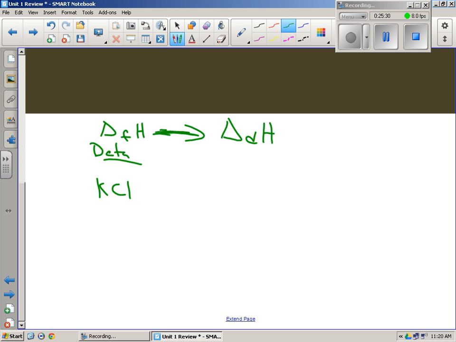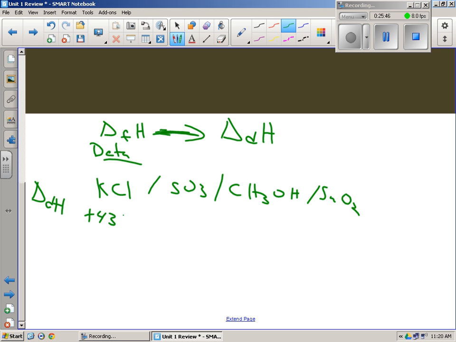For KCl, SO3, CH3OH, and SNO2. Here's the numbers. This is for, by the way, delta DH. This is positive. They're all positive, by the way. 436.5, 395.7, 239.2, and 577.6. Okay, are the values for that. Those are all positives. All right, they're all positives.